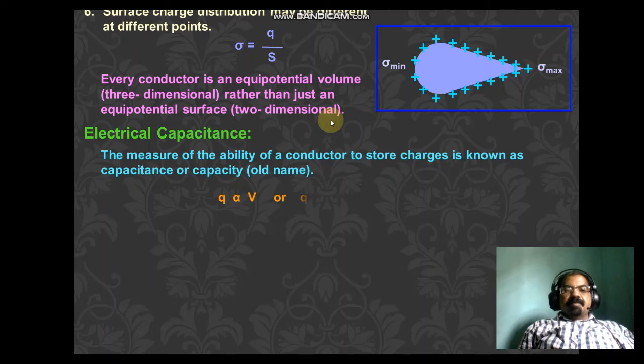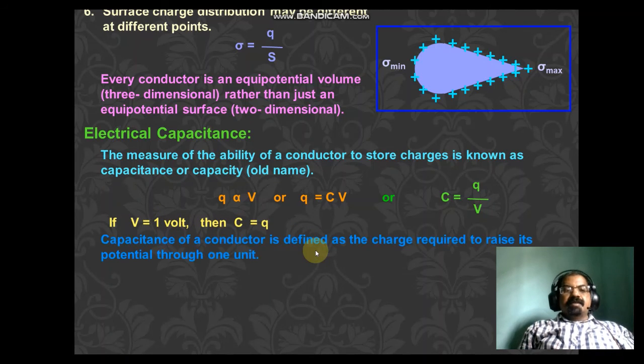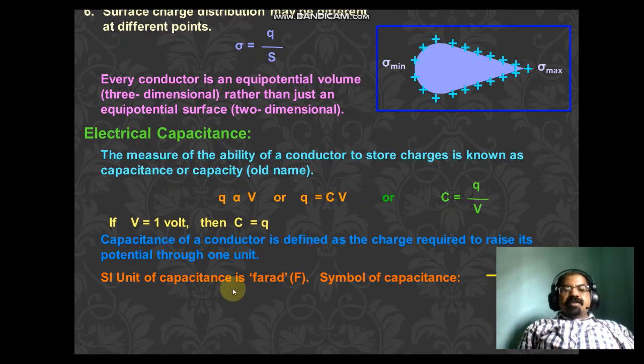Now electrical capacitance, the measure of the ability of a conductor to store charges, is known as capacitance or capacity. Mathematically we can write q is proportional to v, or q equal to cv, where c is the constant of proportionality and is known as capacitance. I can rewrite this as c equal to q by v, and if v equal to 1 volt, then c equal to q, right? So we can define the capacitance of a conductor as the charge required to raise its potential through 1 unit. SI unit of capacitance is farad.